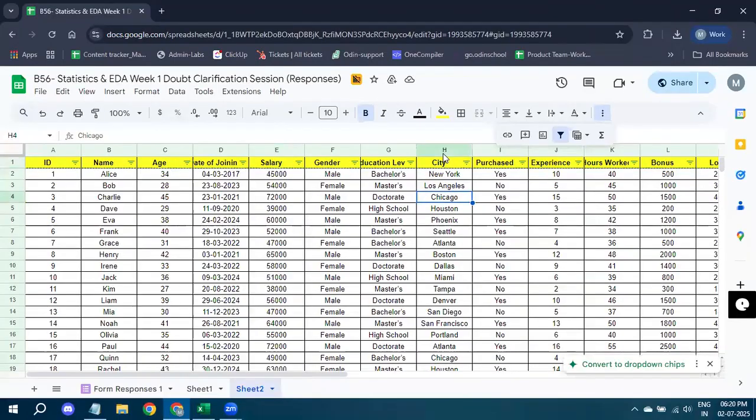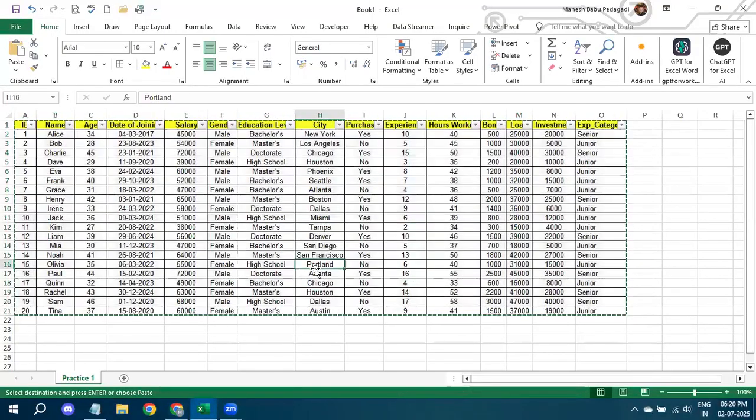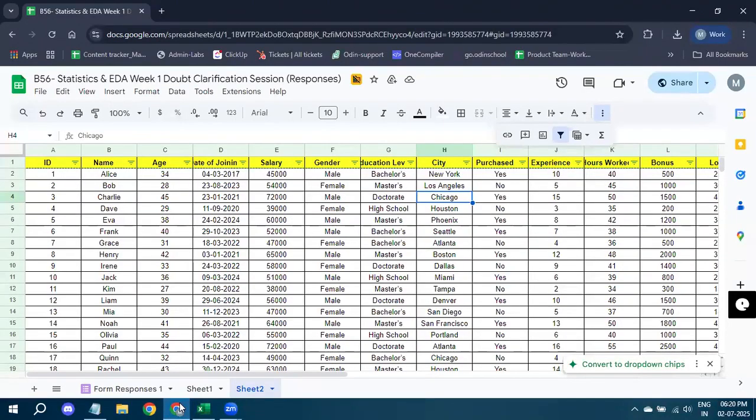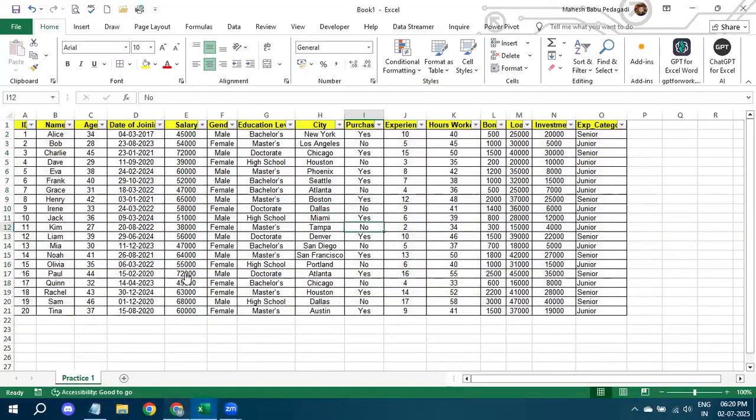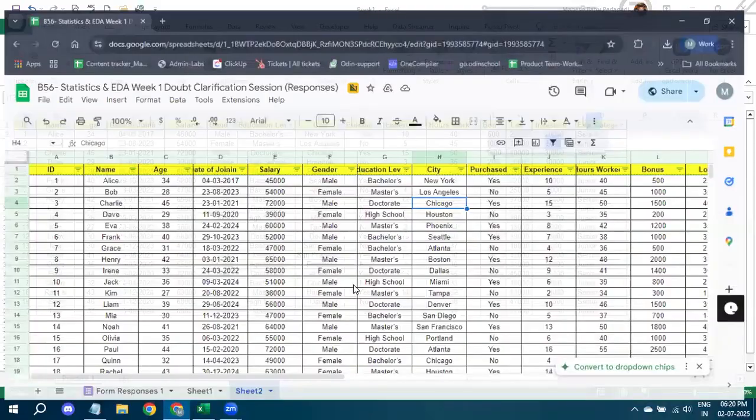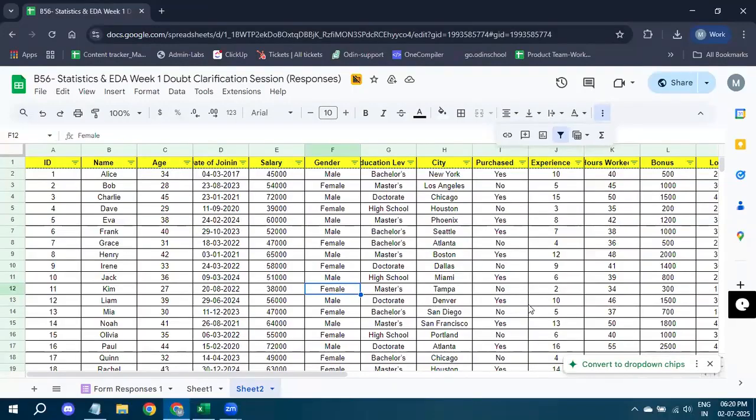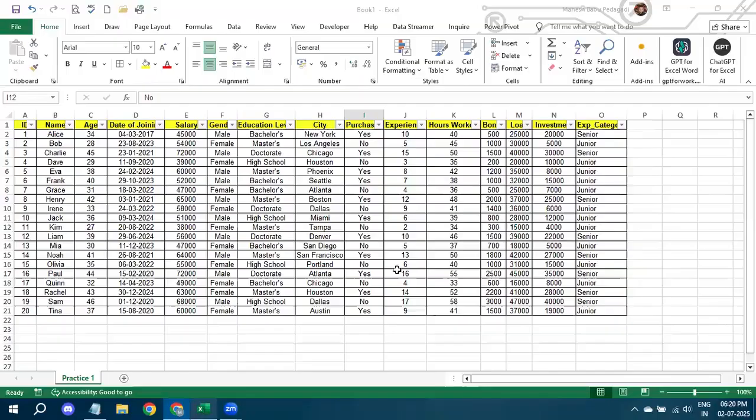Spreadsheets are developed by Google, whereas Excel is developed by Microsoft, but all the operations will be the same. Excel can be opened offline, whereas Google Sheets is online. For this, you need to have an internet connection. For Excel, there is no need for an internet connection. Clear, guys?